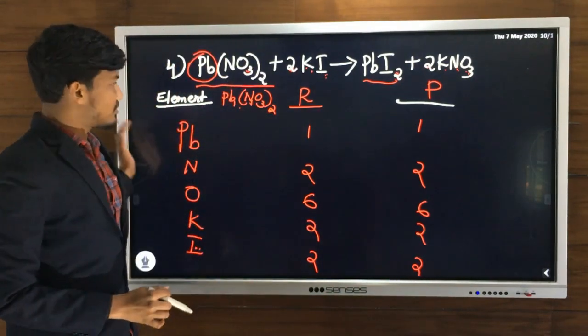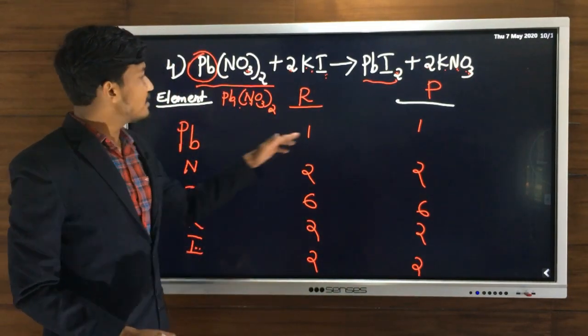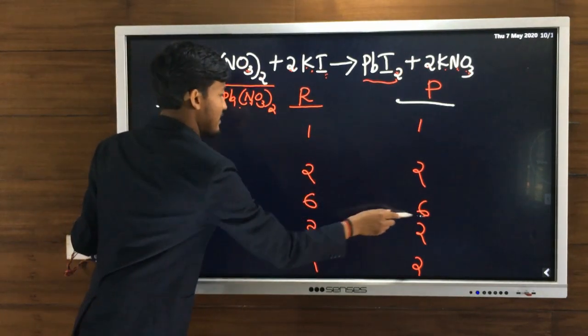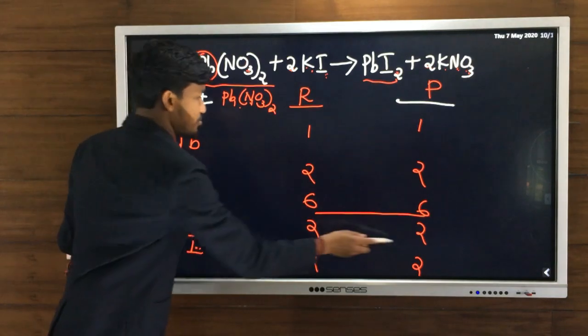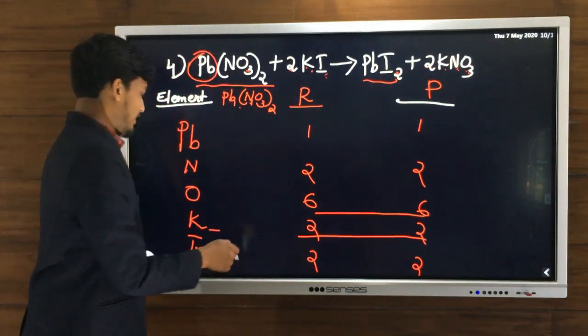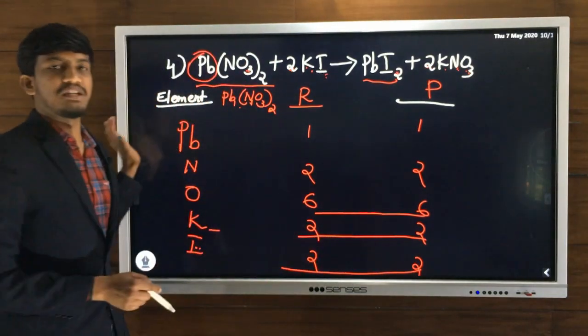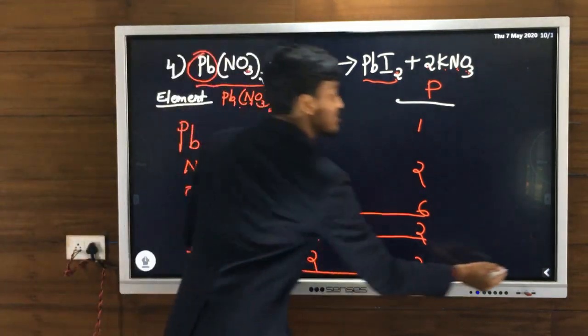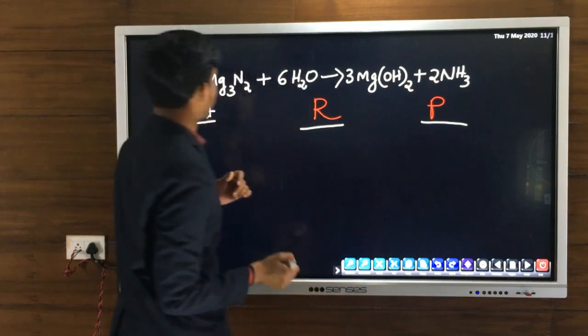So again, it is a balanced chemical equation. Pb has equal number, 1. Nitrogen, 2 atoms on both sides. Oxygen, 6 atoms on each side. 2 K atoms, then 2 iodine atoms. So there is an equal number on both sides, so it is a balanced chemical equation. Now we can consider the next one.